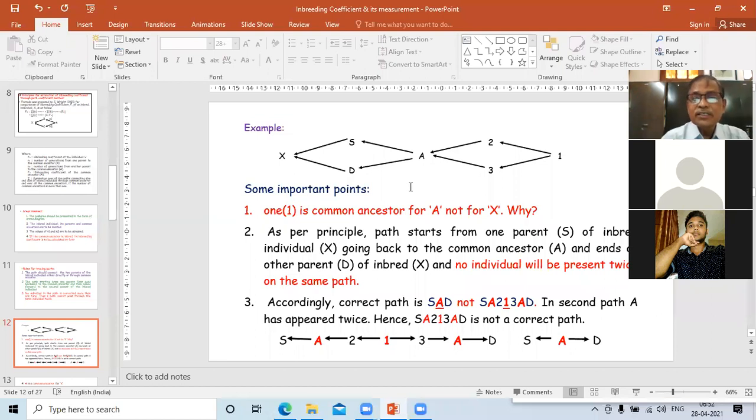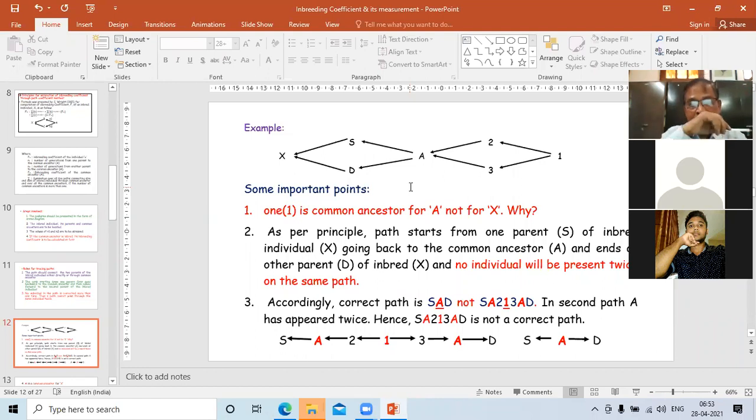So 1 is a common ancestor for A, not for X. Yes. So as per the principle, the path starts from one parent, that is S. S is one parent of the inbred individual X, going back to the common ancestor A, and ends at another parent D of inbred individual X, and no individual will be present twice on the same path. So this is the path S to A to D.